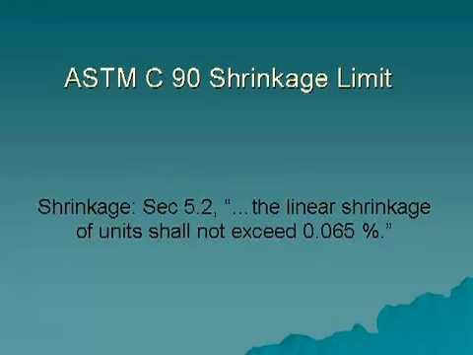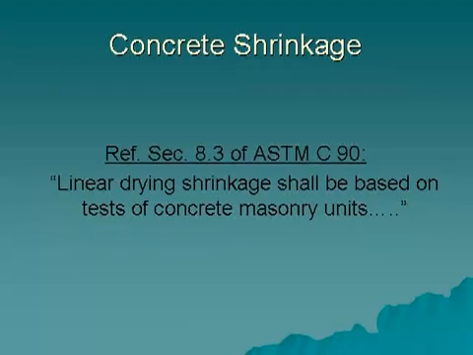ASTM C90 also includes requirements for drying shrinkage that apply to all concrete density classes. The standard refers to drying shrinkage in 2 places. Section 5.2 states that the linear drying shrinkage of units shall not exceed 0.065%. Then again in Section 8.3, where it states that linear drying shrinkage shall be based on tests of concrete masonry units. The standard refers to ASTM C426 as the procedure for testing the potential drying shrinkage of concrete masonry units.